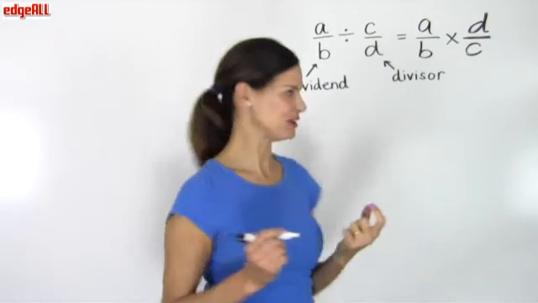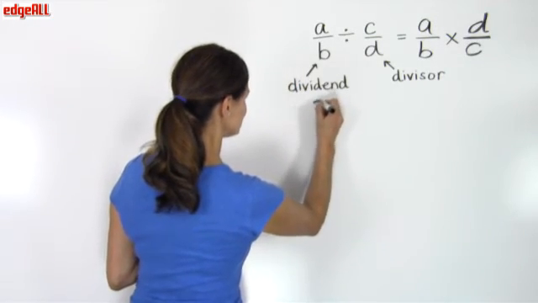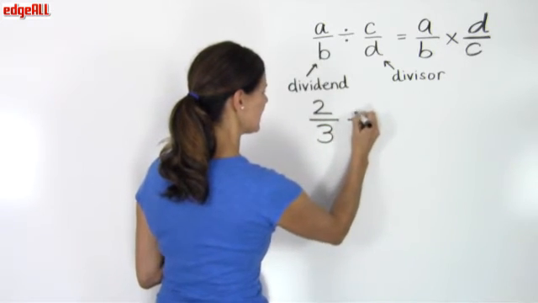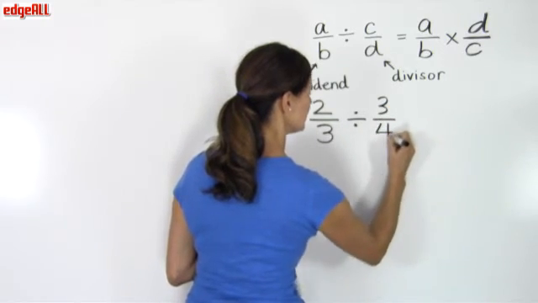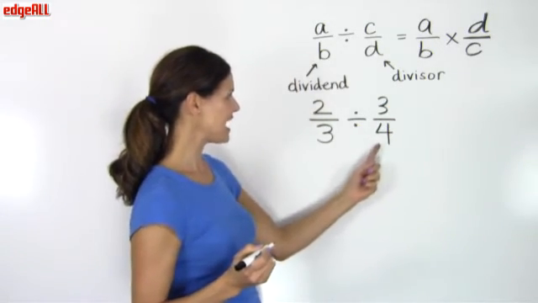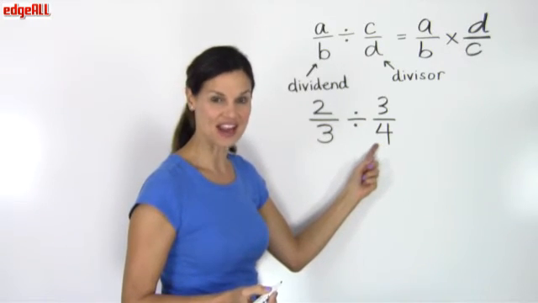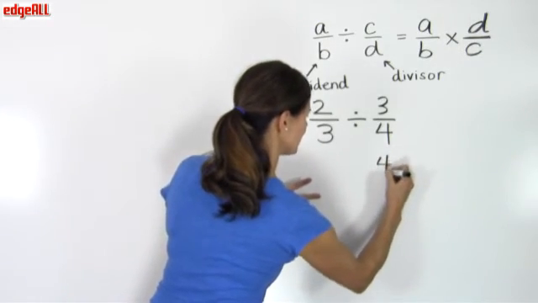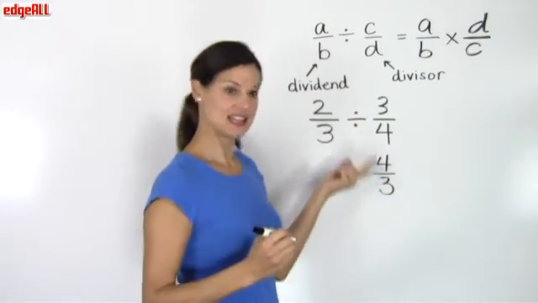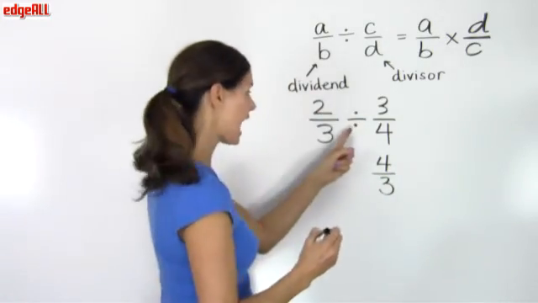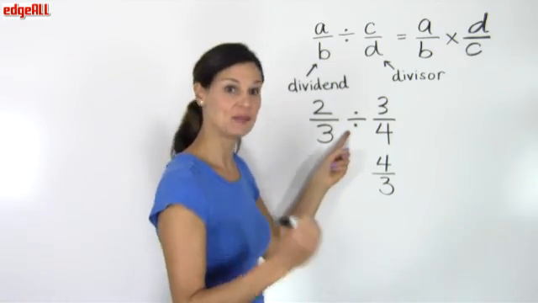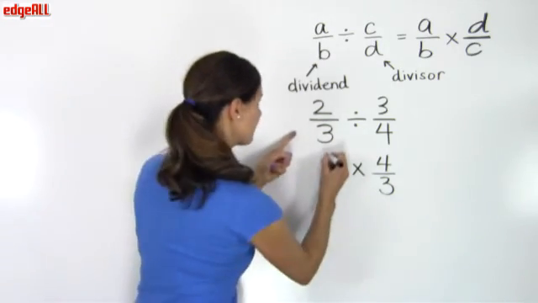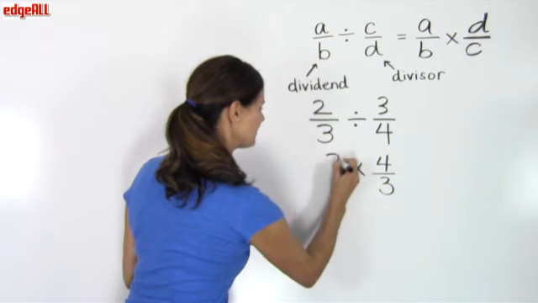Let's look at an example using real numbers. So if I am asked to do 2/3 divided by 3/4, what I want to do is I want to take my divisor fraction, my second fraction, and invert it. So I'm going to flip it over. So my second fraction becomes 4/3, the inverse of 3/4. I change my operation from division to multiplication. And I keep my first fraction, or my dividend, the same.